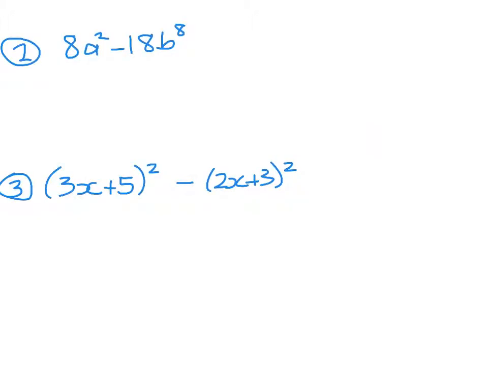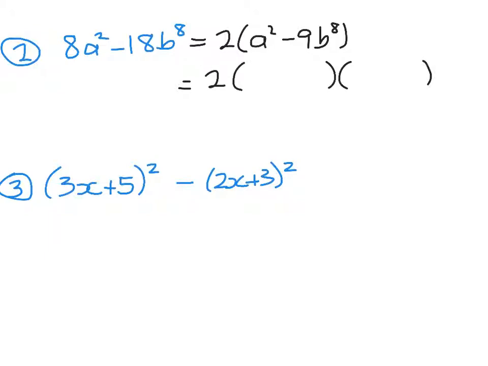Okay, here are the next two. Have a go at these. Again, we're looking for common factors. So with this first one, the common factor in the numbers is 2, and there's no common factor with my variables because I have a squared and b to the 8th. So factorising the 2 first, we get 2 times a squared minus 9b to the power of 8, which fits a perfect difference of two squares pattern.